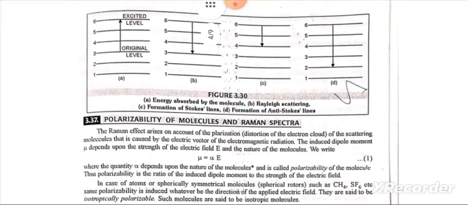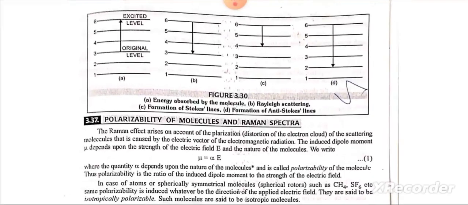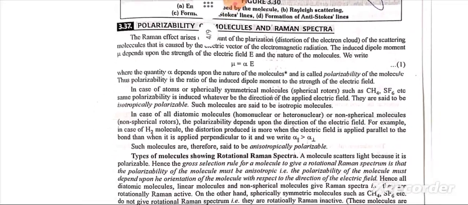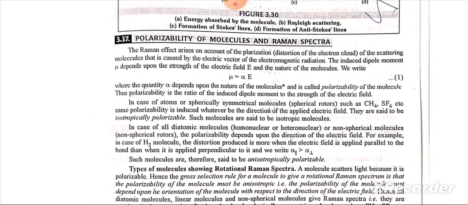So this is the diagram: energy absorbed by the molecule, Rayleigh scattering, polarizability of molecules, and Raman spectra. The Raman effect arises on account of the polarization distortion of the electron cloud of the scattering molecules that is caused by the electric vector of the electromagnetic radiations. The induced dipole moment mu depends upon the strength of the electric field E and the nature of the molecules. We write mu is equal to alpha E, where the quantity alpha depends upon the nature of the molecules and is called polarizability of the molecule.